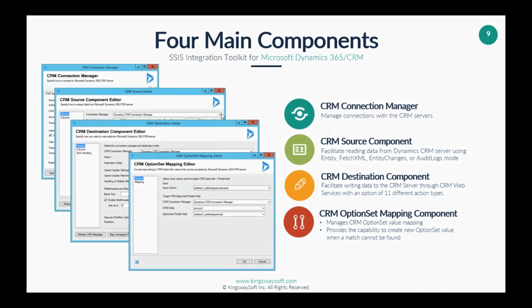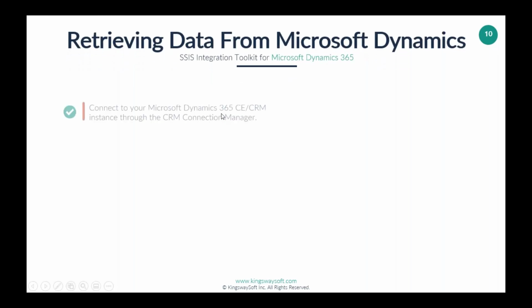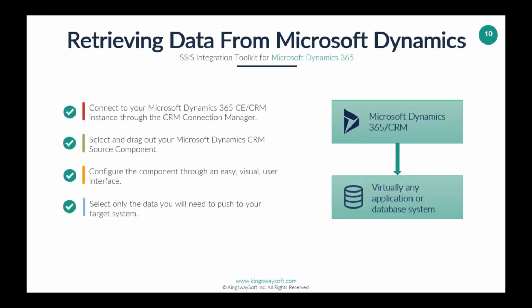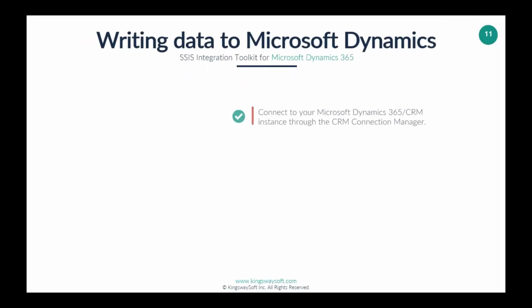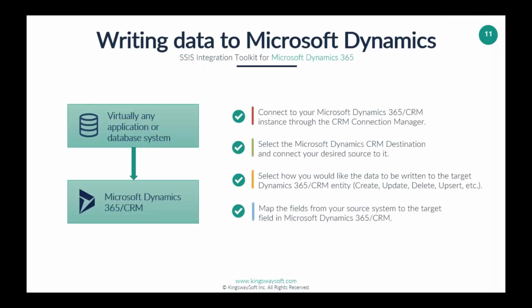When using the connection manager to connect to your instance and our source component to read your data, you can potentially write this data to any other database system that you have in your environment. So that could be a data warehouse, Oracle database, or SQL Server, or potentially any other system or enterprise application. And all of that is done through an easy-to-use drag-and-drop experience, as we're going to see. Our destination component is going to be the other way around, where you use a source component to read data from an application or database system and write this data to your Dynamics or CDS environment.